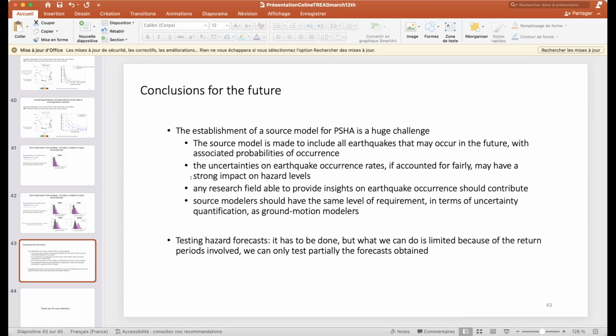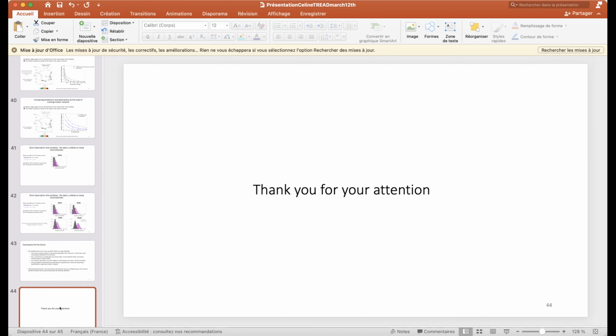So any research field able to provide insights on earthquake occurrence should contribute to this task, and for source models, we should have the same level of requirement in terms of uncertainty quantification as the ground motion models have. And the conclusion about testing hazard forecasts, on the few slides I showed, is that it has to be done, but what we can do is limited because of the comparison between the return periods involved and the actual observation time windows that we have, and we can only test partially the forecast obtained. Okay, I'm done. Thank you.